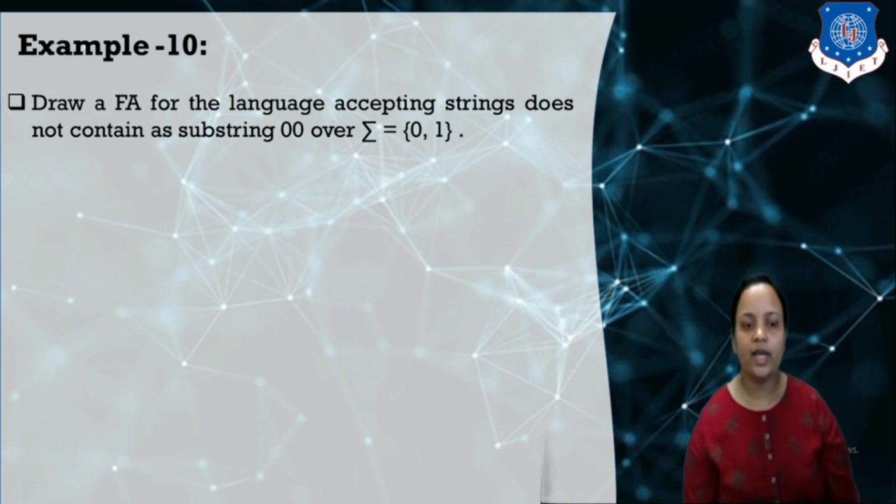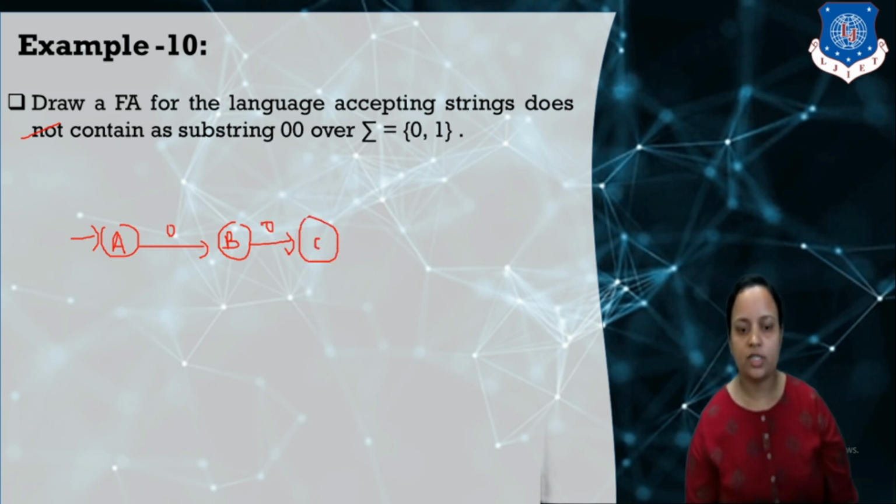So here I am first ignoring this term "not". It means that we have to draw this DFA for the language accepting the strings with 0 0 as a substring. As we know how to draw the DFA, because we have already discussed it in a previous video, I am not going to go into detail about this. B and C, minimum length. So C is our accepting state.